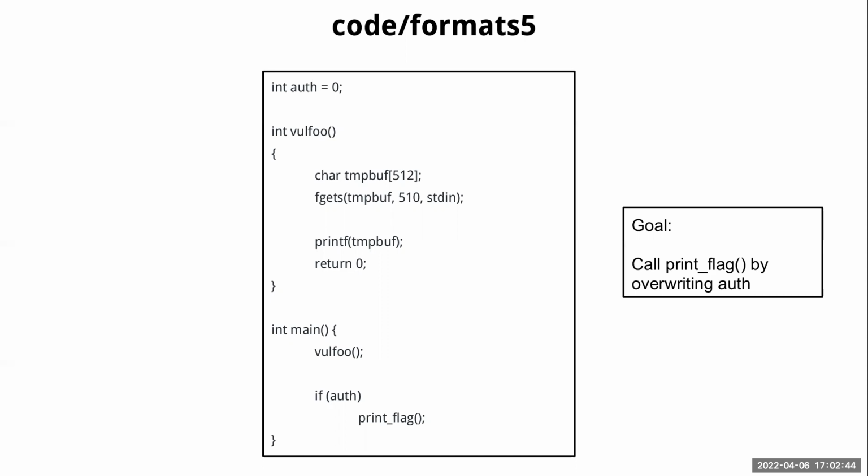The main function calls that vulnerable function and just checks if auth is not 0. As long as it's not 0, it will print out the flag for us. So our goal here is very simple. We just want to overwrite the global variable auth and print out the flag. So any idea how we approach this one? We have an arbitrary write.